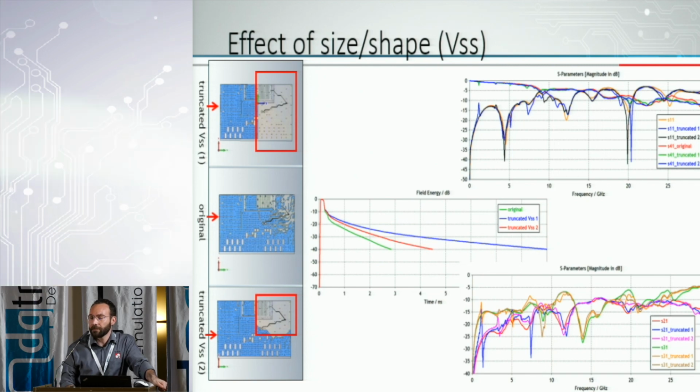But what is the impact? The impact in terms of signal integrity can be easily shown in this kind of graph. And of course, if we take care of all of the structures, we have a more accurate analysis but increase the simulation time, and at the end of the story, we obtain the same results.